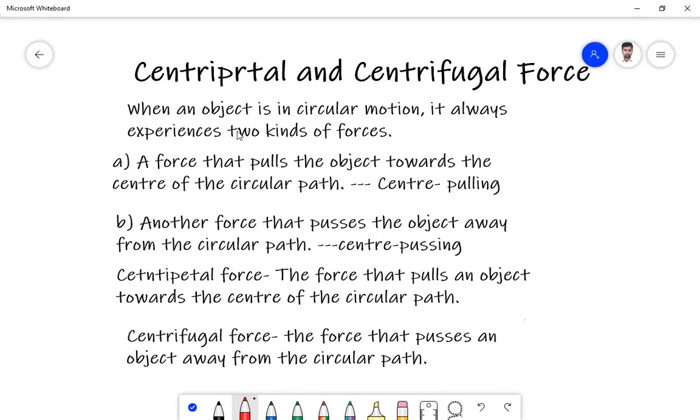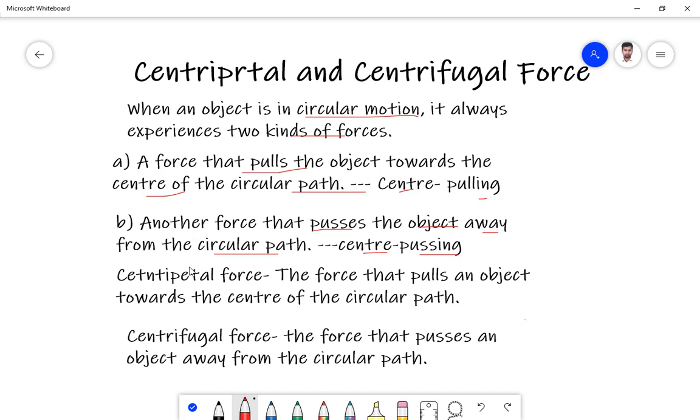So let's start. When an object is in circular motion, it always experiences two kinds of forces. The first is the force that pulls the object towards the center of the circle or the circular path. We can understand it as the center pulling force, whereas the other is the force that pushes the object away from the circular path. We can understand it as the center pushing force. These two forces are called the centripetal and centrifugal force.